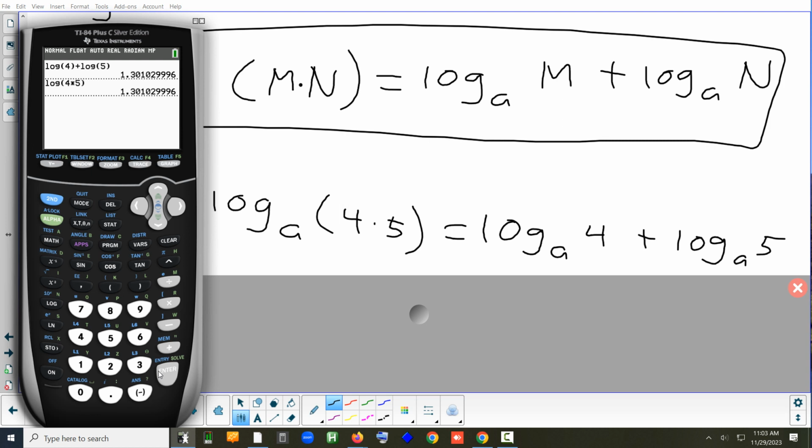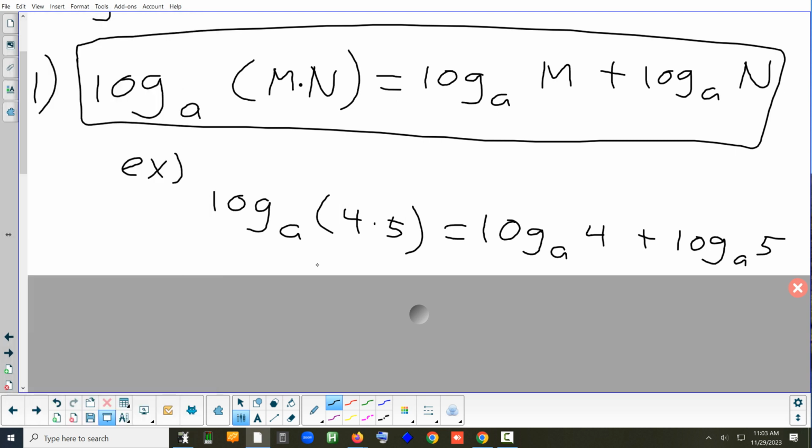I could use 10 and 2. So if I do log 10 plus log 2, I get the same thing. Any two numbers that multiply to give you 20, if you rewrite them as a sum with logs, you're going to get the same answer. You could also do log 40 plus log of a half. Yep. That's a rule with logarithms. So a product turns into a sum.